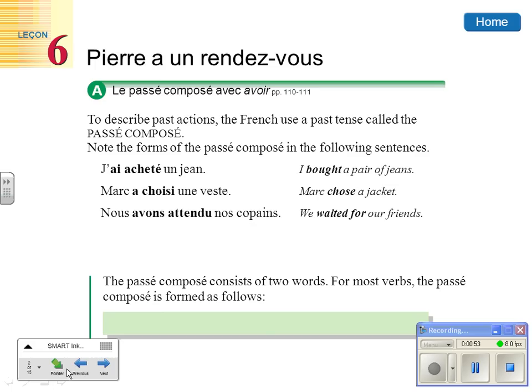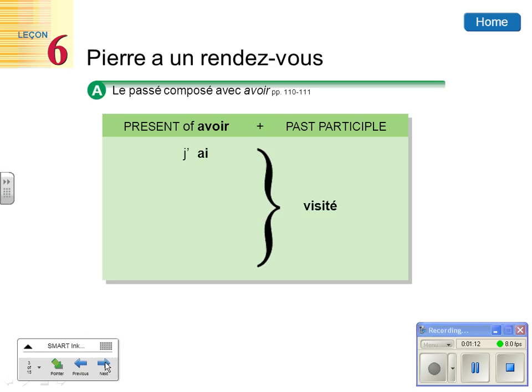And for most verbs, the passé composé is formed as follows: the present tense of avoir and then the past participle. So we conjugate avoir, and then the second part is called a past participle. So here is the verb visiter conjugated in the passé composé. J'ai visité, tu as visité, il a visité, nous avons visité, vous avez visité, and ils ont visité.